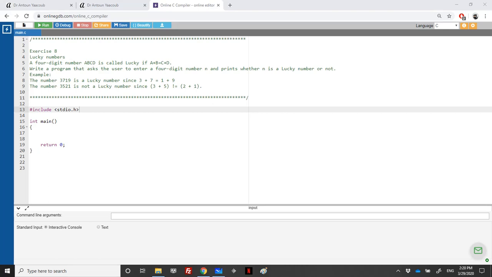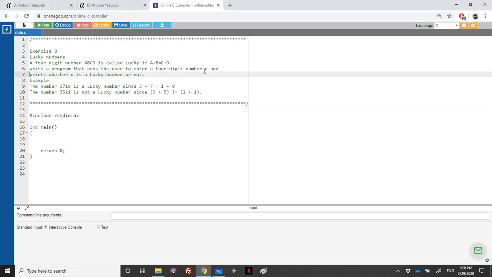Hello again. So we reached exercise 8, lucky number. We have a 4-digit number. It's called lucky if the sum of the first 2 digits is equal to the sum of the third and fourth digits. So we need to ask the user to enter a number n.